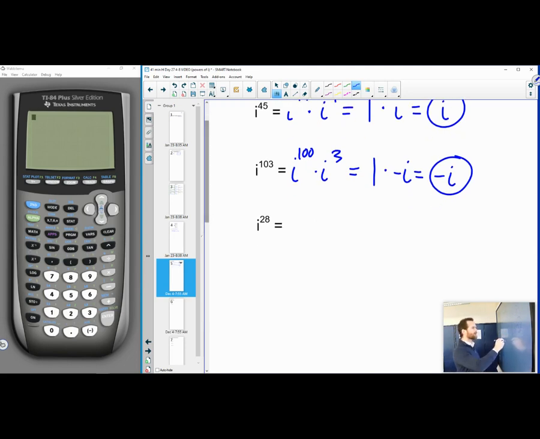Take a look at the last one for this slide. i to the 28. Now you might be tempted, okay, I'm going to start the same way, i to the something times i to the something, but you actually don't need to do that because this 28 already is a multiple of 4. So that means our answer is going to be a 1, and we're done.